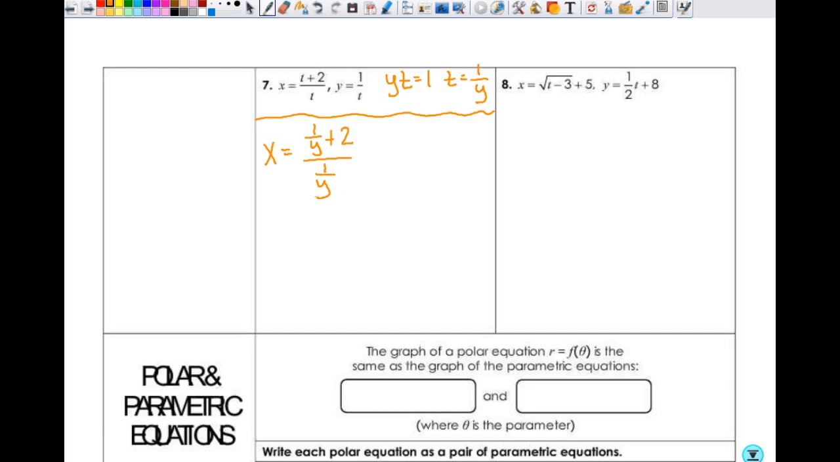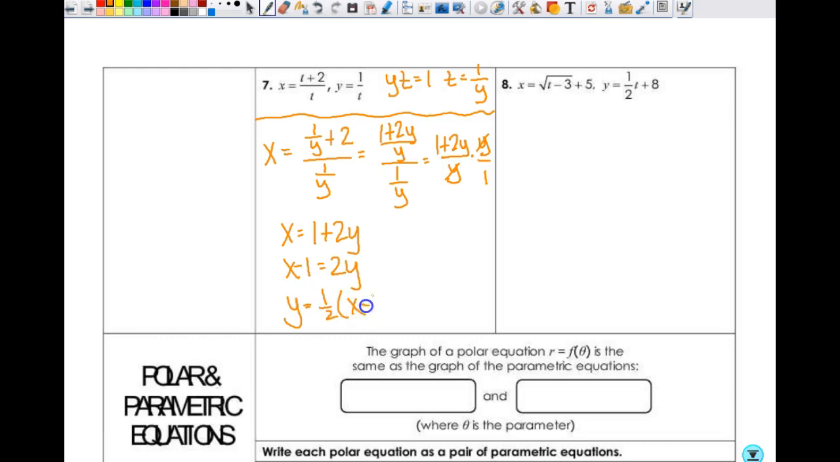Okay, so I'm going to get a common denominator in my numerator, which will give me 1 plus 2y over y, or 1 over y. Then I'm going to take 1 plus 2y over y, multiply it by y over 1. So x is equal to 1 plus 2y. x minus 1 equals 2y. And y equals 1/2 times x minus 1.